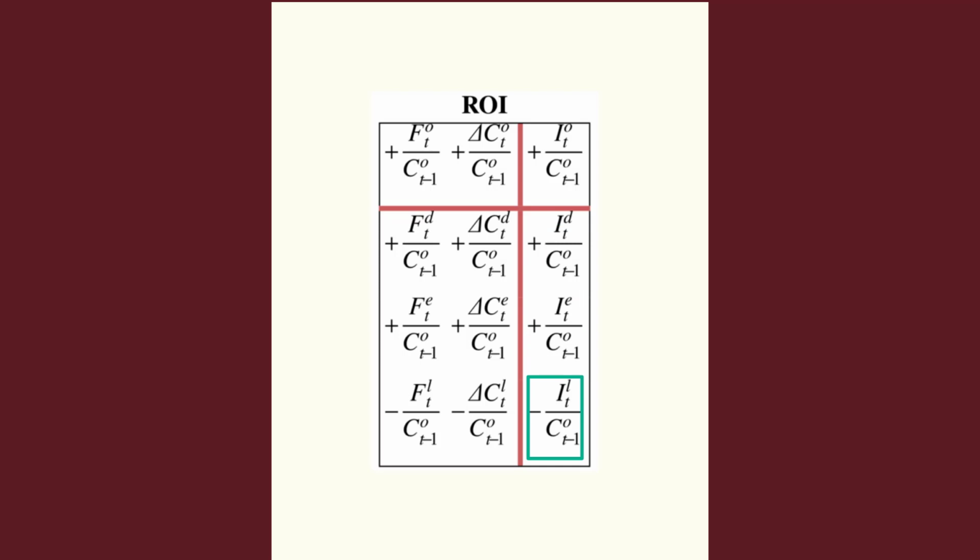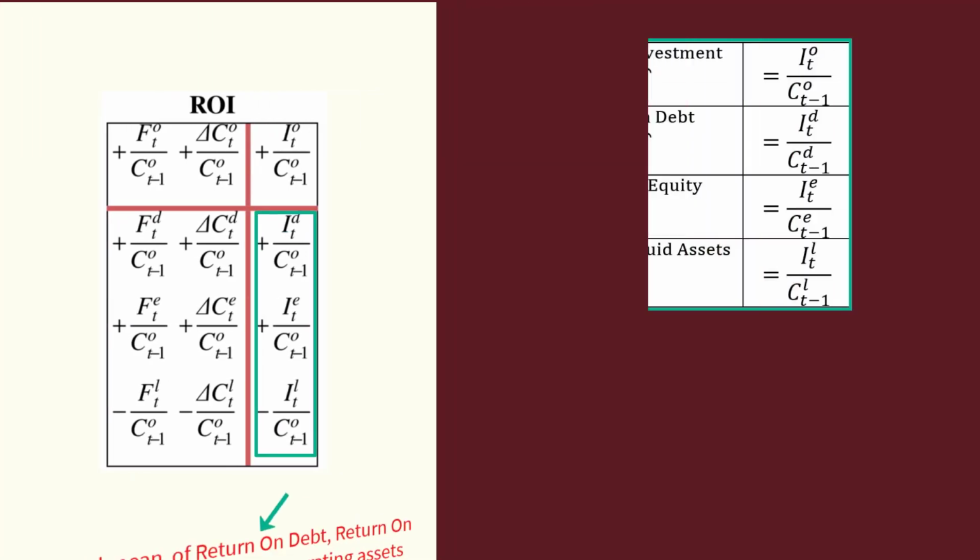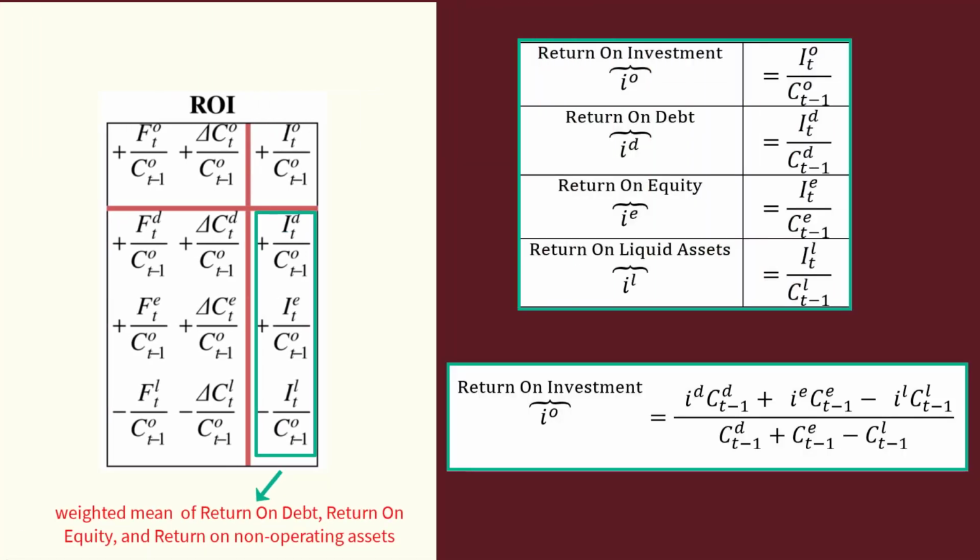The algebraic sum of those three components is mathematically just a weighted mean of the return on debt, the return on equity, and the return on non-operating assets, where the weight of the non-operating assets is negative because we must subtract the return on non-operating assets from the overall return. We must subtract the return on non-operating assets from the overall return to get the return of the operating investments.